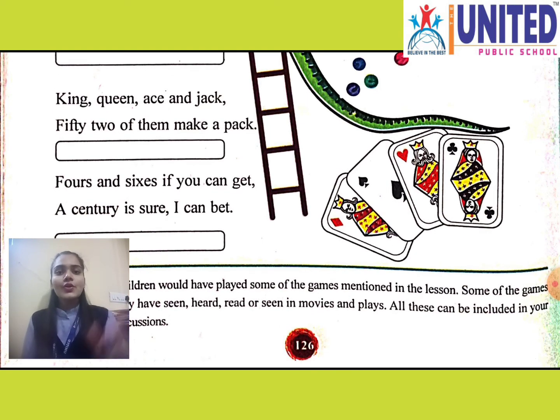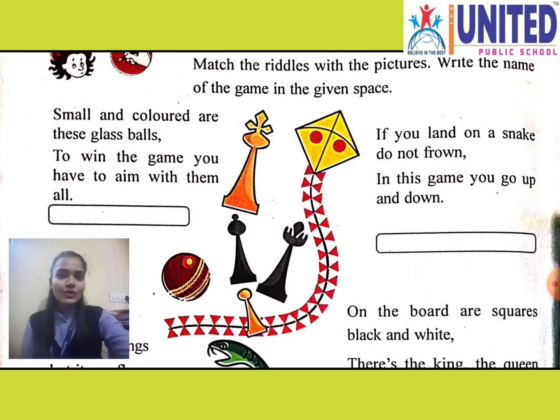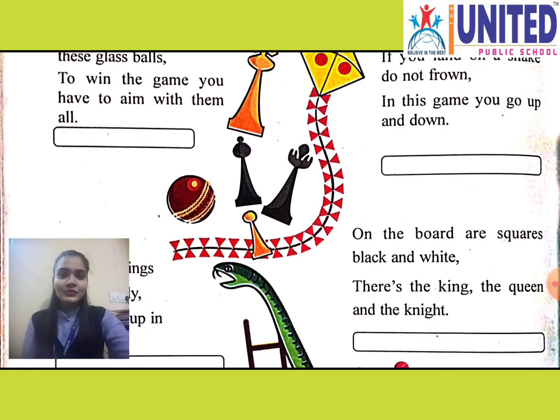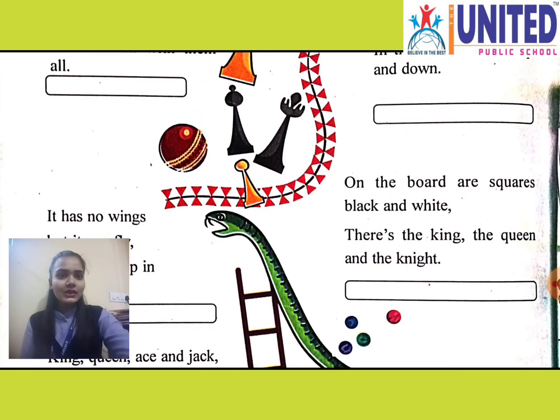Now next: fours and sixes, if you can get a century is sure, I can bet. Which game is this? We know very well that is cricket. Here the picture has also given a ball. So this is cricket, so here we will write cricket. Now right side.